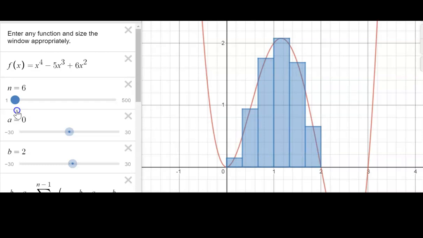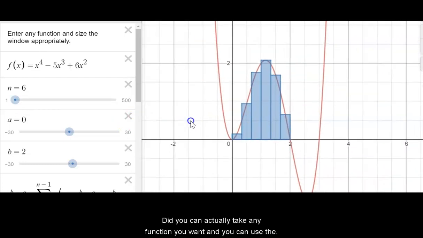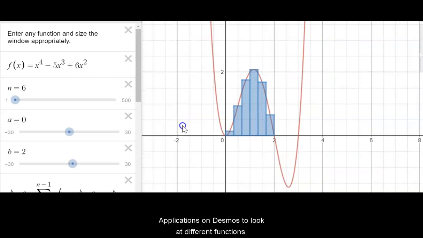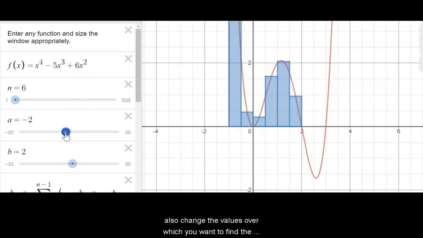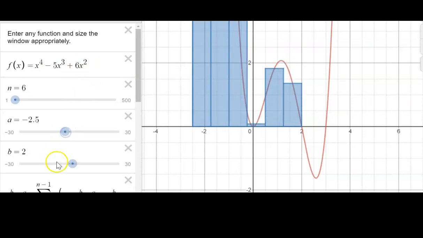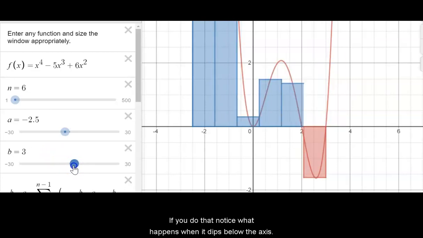One of the last things I want to show to you is that you can actually take any function you want and you can use these applications on Desmos to look at different functions. You can change the function by changing it here. You can also change the values over which you want to find the area under the curve. If you do that, notice what happens when it dips below the axis. Do you see that this area down here is now red?